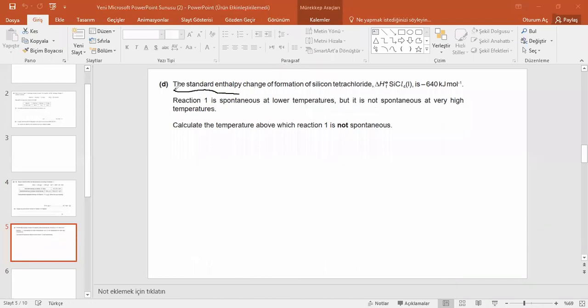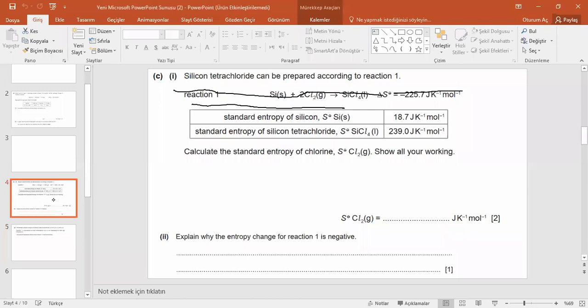The standard enthalpy change of formation of silicon, we have delta HF. Reaction 1 is spontaneous at lower temperature. Okay, so this is reaction 1. Silicon plus 2Cl2 give us... it is spontaneous at lower temperature.